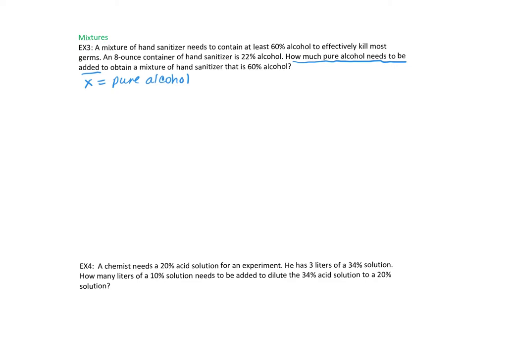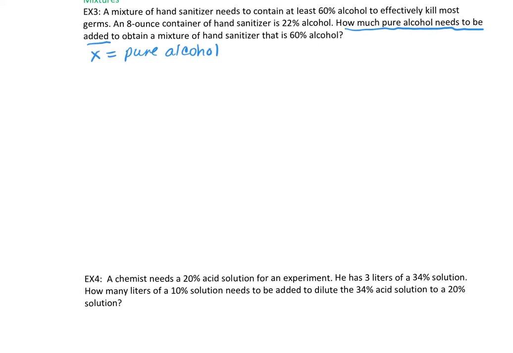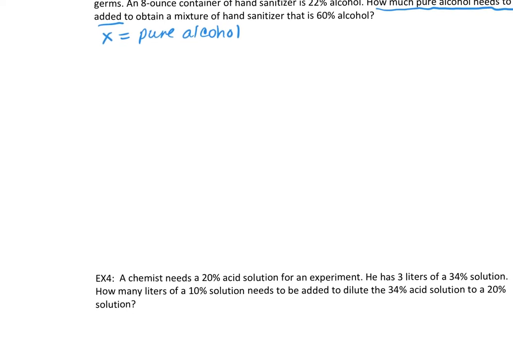Whenever I do my mixtures, I kind of look at it as containers. I'm starting out with 8 ounces of hand sanitizer that's 22% alcohol. So if I look at this being my mixture, my container, I have 22% and there's 8 ounces. Well, maybe I'll put an OZ in there. That's the mixture I'm starting out with.